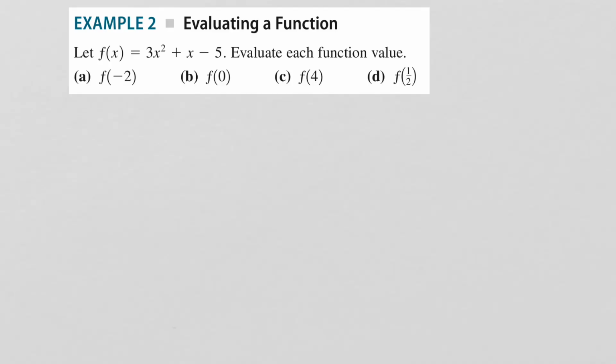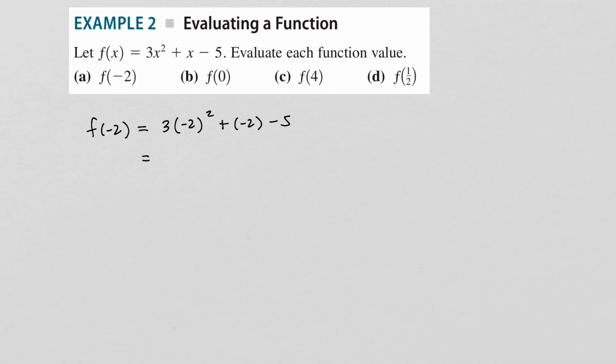In our next example, we are simply going to evaluate the following function at each of these numbers. So let's go ahead and get to it. So for part A, we are doing f of negative 2. To do f of negative 2, we are simply going to replace x with negative 2 everywhere you see an x, and then you have to use order of operations to complete this.